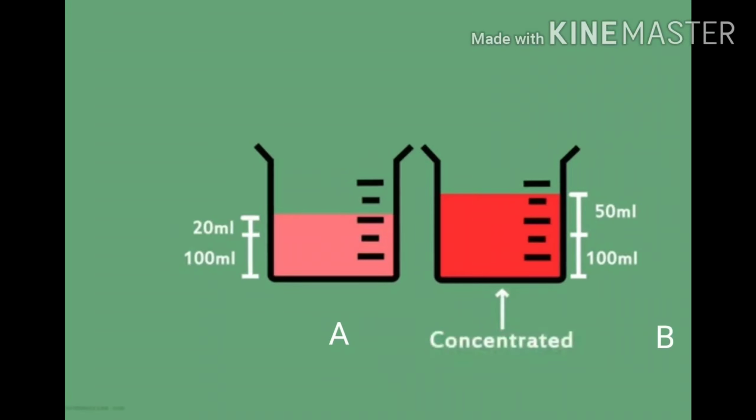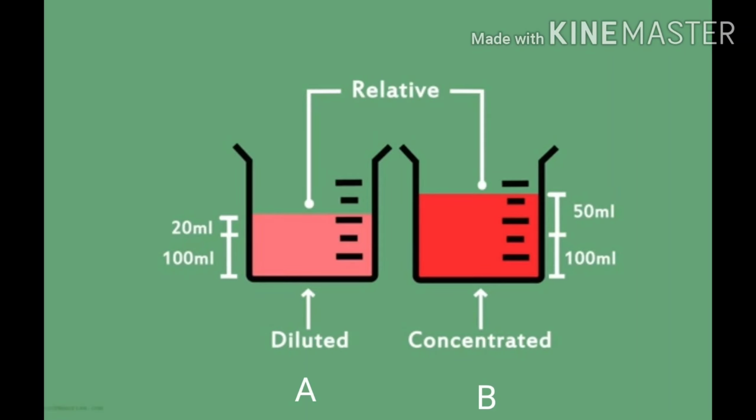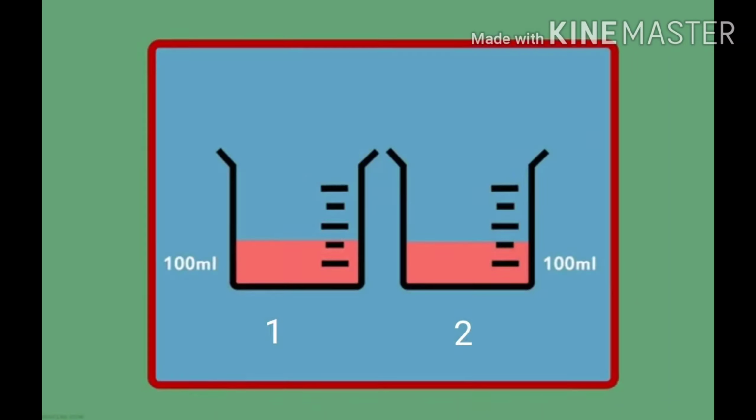Now can we say that B is concentrated and A is dilute? These are actually relative, and if we compare both the beakers we see that B is more red in color than A. Let me take another example.